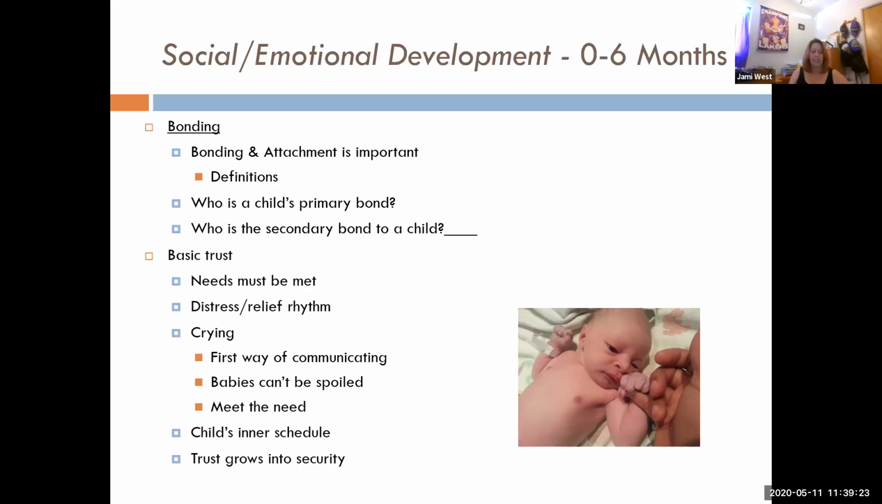That bond and attachment is necessary for infants to develop that basic trust. That trust that we talked about with Erickson, right? Infants are either going to develop trust in their environment, in the world, or mistrust, okay? And that bond and attachment is what leads to trust. So how do the adults in their life develop that trust?